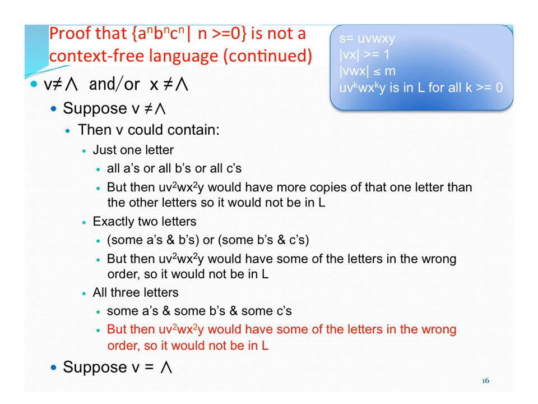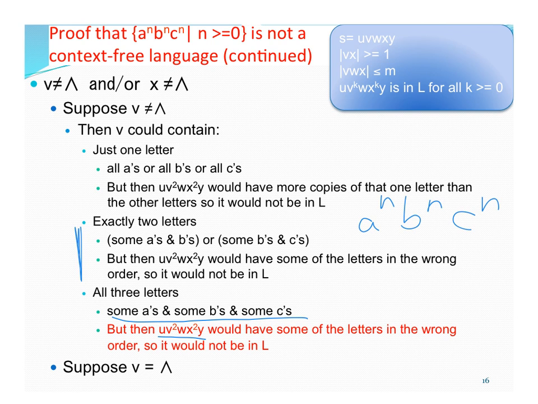And you see where we're going here, right? If it has all three letters, some A's, some B's, and some C's, then again we're out of order when we have two copies of this piece V, right? Just like in here, some stuff is out of order. It's no longer of the form A to the N, B to the N, C to the N, right?